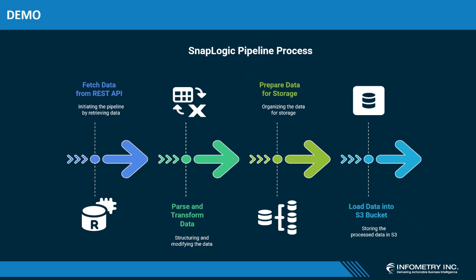We start with fetching data from the REST API. SnapLogic sends a request to the API and retrieves the raw data. So this step basically initiates the whole pipeline.